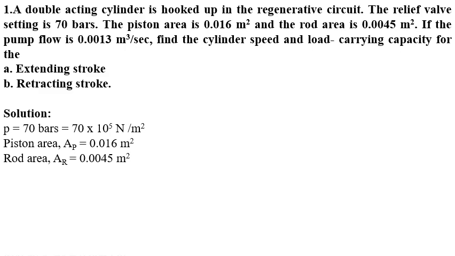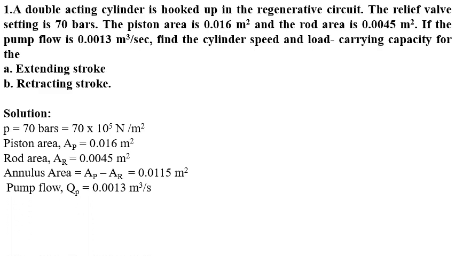Using this area of piston and area of rod, we can easily get the annulus area. Annulus area equals AP minus AR. Simplify this, we will get 0.0115 meter square. Then pump flow is given, QP, that is 0.0013 meter cube per second.